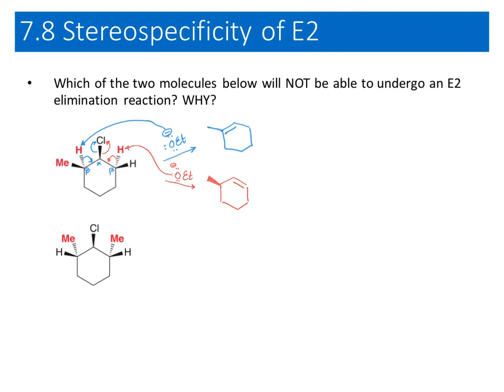Now, which product is more stable and which one is the major product? Obviously the top product, because this one is the more substituted alkene. So the more substituted alkene is the major product. This is our Zaitsev product. And the bottom one is our minor product, which is our less substituted, and it's a Hofmann product.